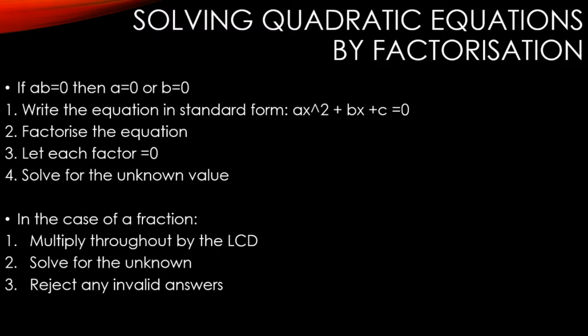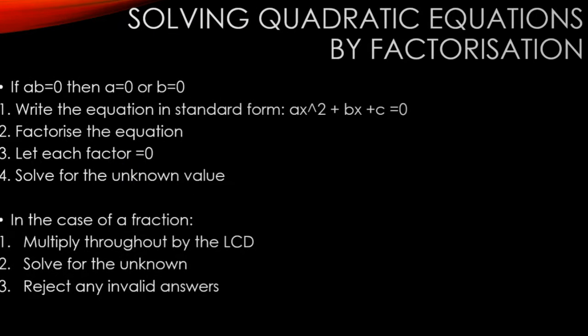So the first thing you do is write the equation in standard form: ax squared plus bx plus c is equal to 0. Next, you factorize the equation and let each factor be equal to 0. And then you solve for the unknown value. In the case of a fraction, multiply throughout by the lowest common denominator, and then solve for the unknown. But remember to reject any invalid answers.